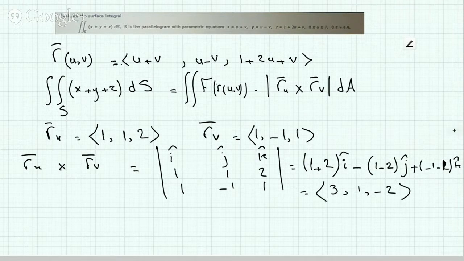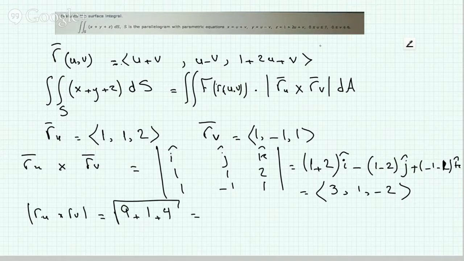And then if we take the magnitude of that cross product, that's just the square root of the sum of the squares of the components. So 9 plus 1 plus 4. So that would be root 14.